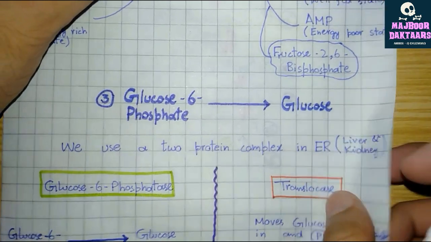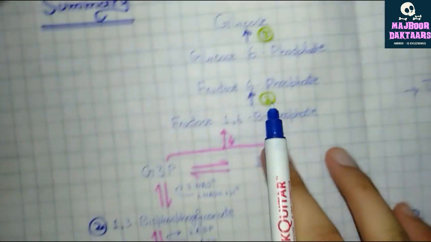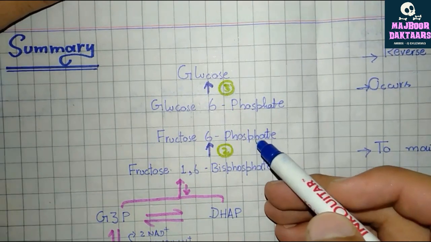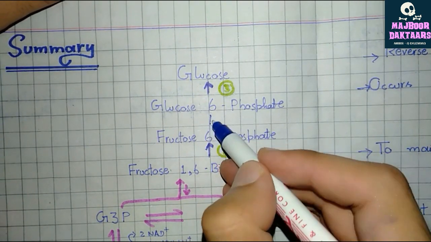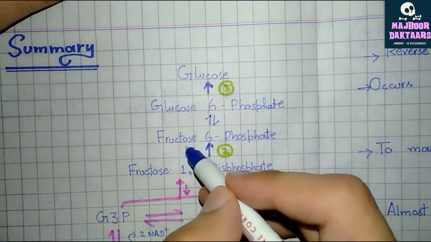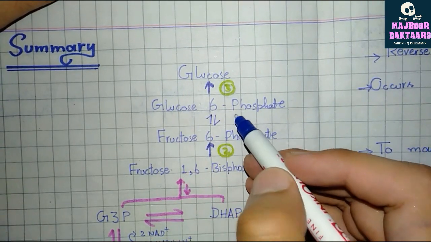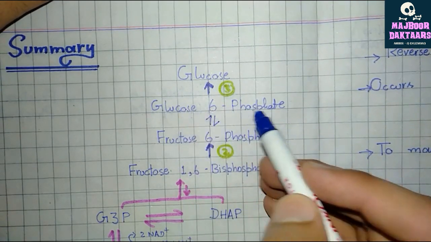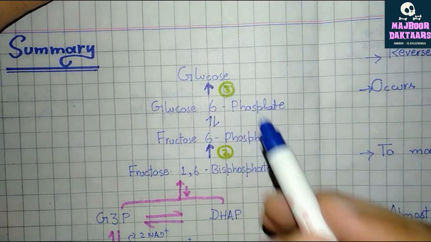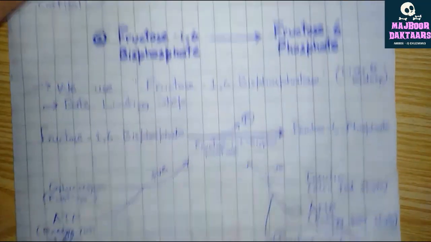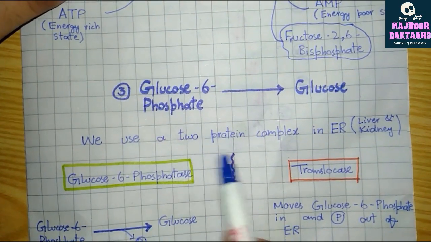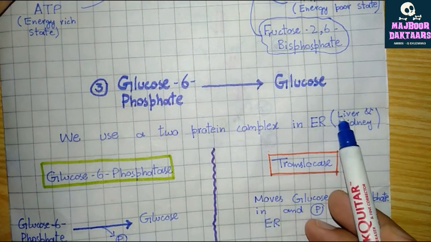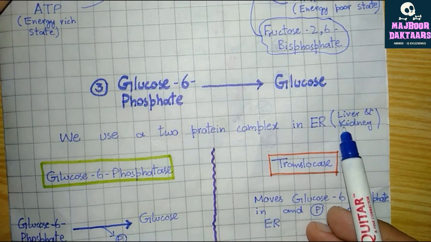Now moving towards the further step. Now we have done that the fructose 1,6-bisphosphate is converted into fructose 6-phosphate. Now the next step is also reversible, that is fructose 6-phosphate conversion to glucose 6-phosphate, and the last exception of gluconeogenesis from glycolysis is glucose 6-phosphate conversion to glucose. Now in this process we use a 2-protein complex inside the endoplasmic reticulum of liver and kidney only. This can occur only in liver and kidney.